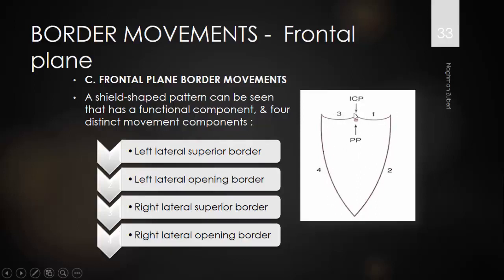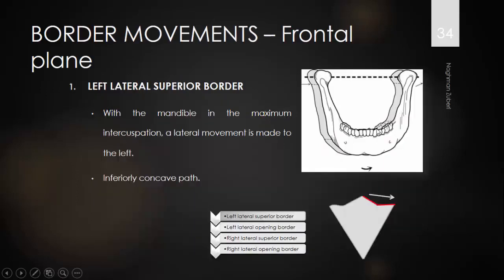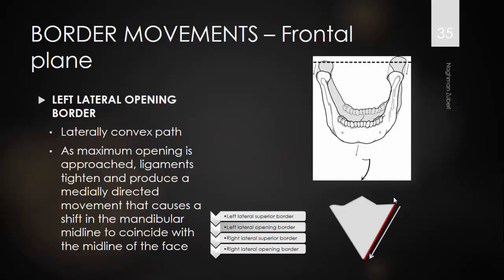The left lateral superior border movement: with the mandible in maximum intercuspation, a lateral movement is made to the left. It is inferiorly concave. Then the left lateral opening border, a laterally convex path, slightly left convex. As maximum opening is approached, ligaments tighten and produce a medially directed movement that causes a shift in the mandibular midline to coincide with the midline of the face.